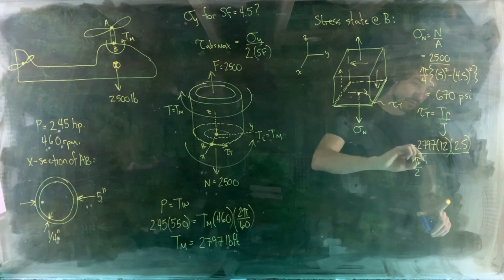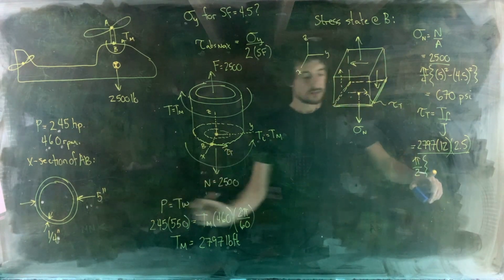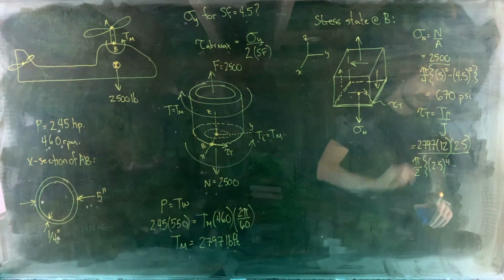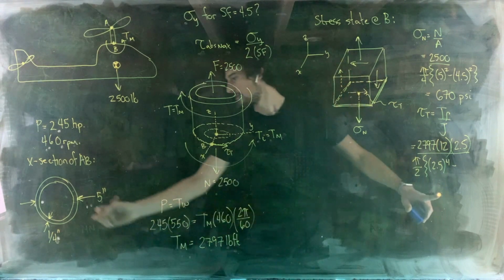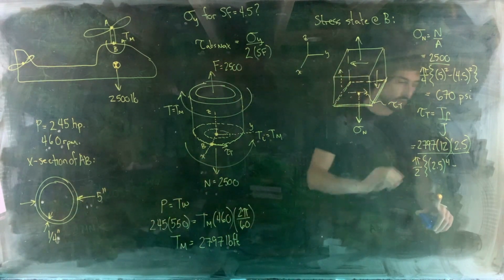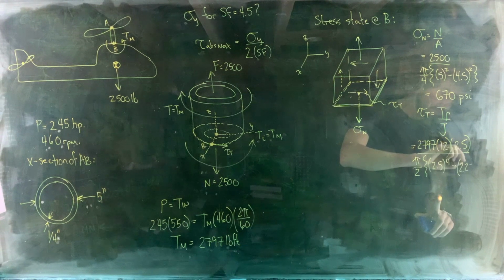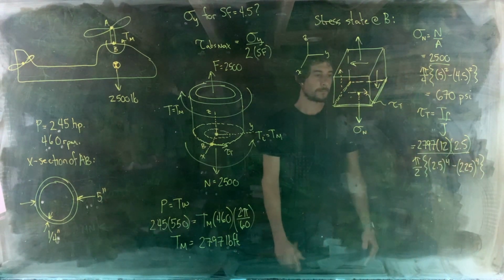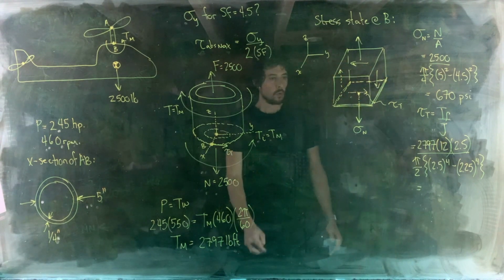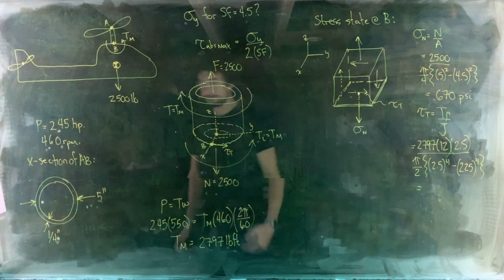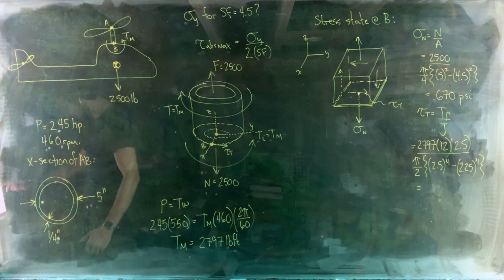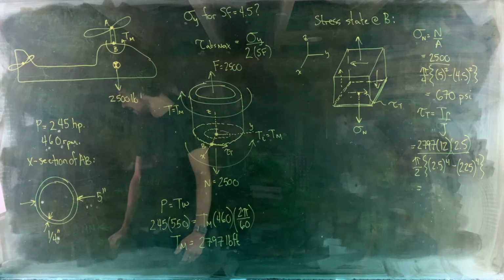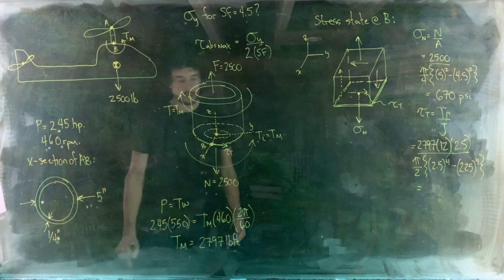Pi over 2. Outer radius, 2.5, to the 4th power minus internal radius, 2.5 minus 1/4, 2.25 to the 4th power. There we go. What does that give us? That gave me 3.98 KSI.